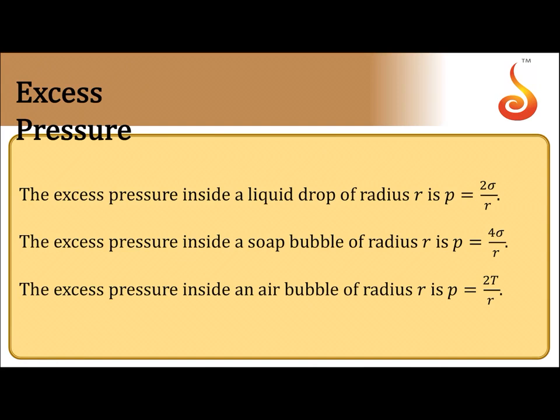Now coming to excess pressure. Inside a liquid drop, excess pressure is given by P is equal to 2 sigma by r. Inside a soap bubble, it is 4 sigma by r. Inside an air bubble inside water, it is 2T by r, where sigma is surface tension. T is also surface tension. In some references you will find sigma for surface tension, in some references T, and in your NCERT it is given as S.